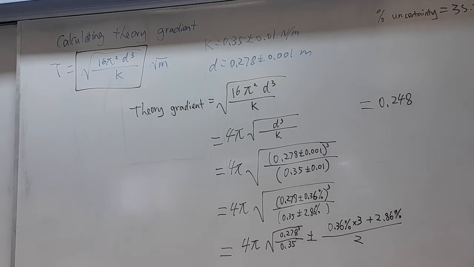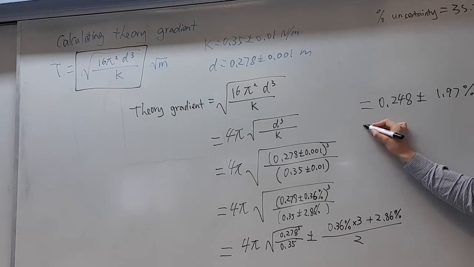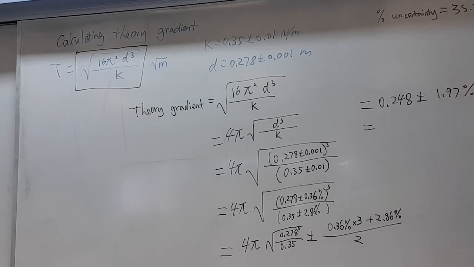Everyone have a try. 0.248. Okay, great. And then plus minus what percentage? 1.17. 1.97%. Okay, fantastic. So now I need to turn this percentage back into my absolute uncertainty, which uses this value times this value divided by 100, right?